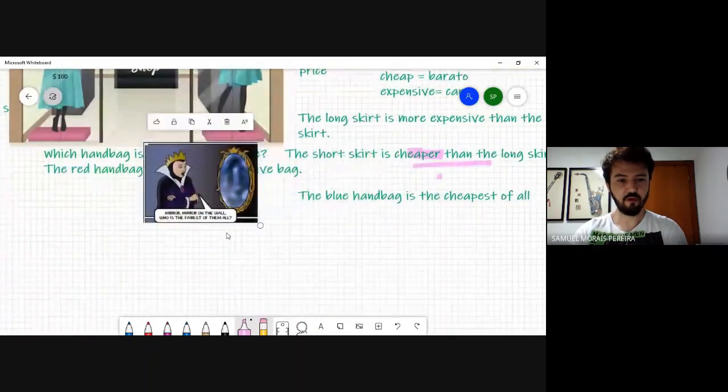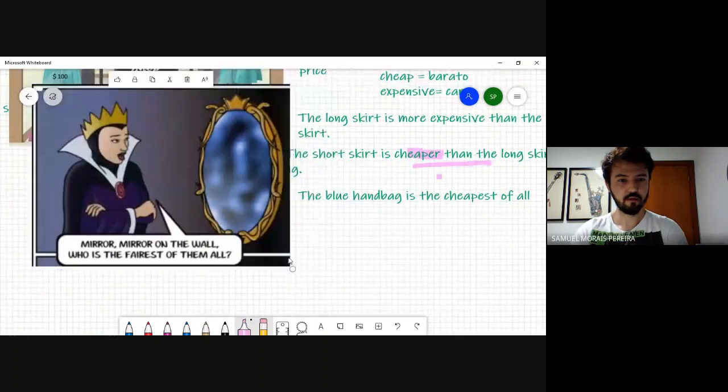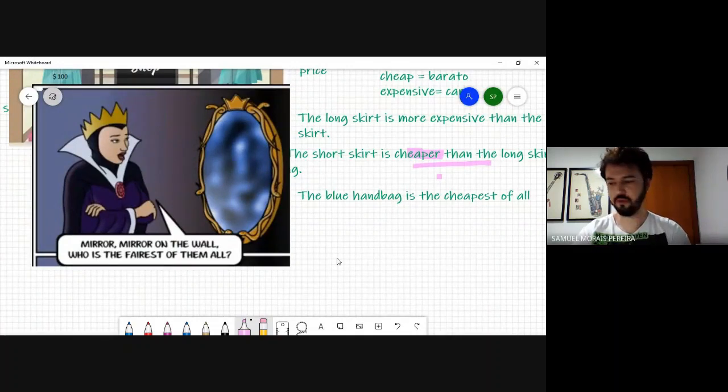É uma frase famosa de um conto de fadas. Olha, mirror, mirror on the wall. Who is the fairest of them all? Tá vendo a rima aqui, pessoal? Olha. Wall and then of them all. Mirror, mirror on the wall é espelho, espelho meu. Em inglês eles falam espelho, espelho que está na parede. Who is the fairest of them all? Quem é a mais bela de todas?